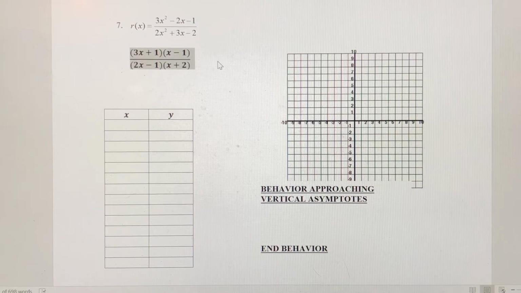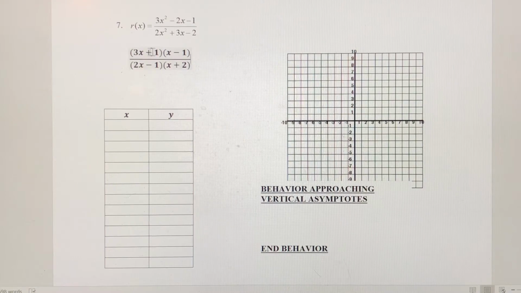In the next set of notes, we'll deal with some functions where the factors might cancel out. That creates what we call a removable discontinuity and not a vertical asymptote. So that's going to be talked about in the very near future. Once we've factored, that's going to allow us to find the intercepts.